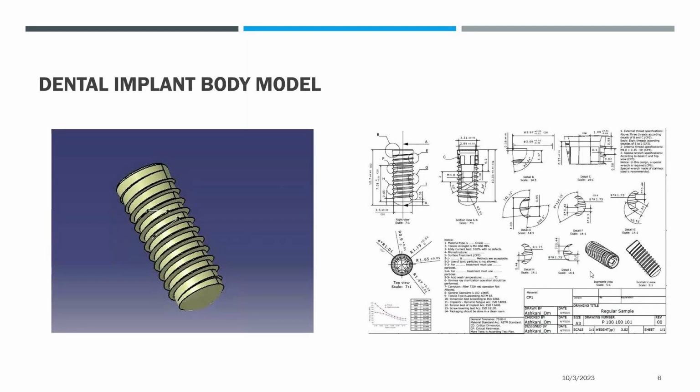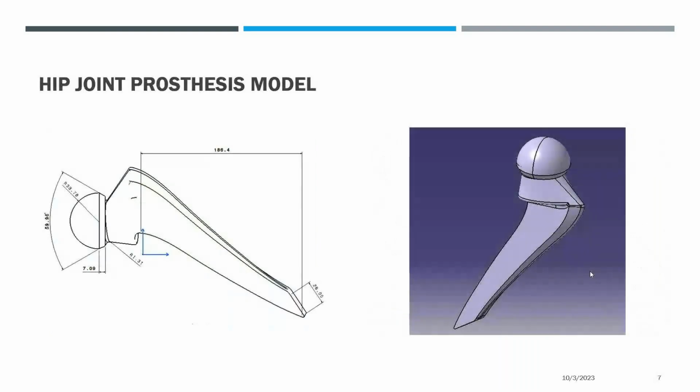We can see the model of the dental implant body. The model on the left is the 3D CAD design, and the drawings on the right are the 2D drawings. You can also see the model of the hip joint prosthesis. On the left, you can see the drawing of the part, and on the right, the 3D CAD model, which were, of course, then produced using the SLM method.